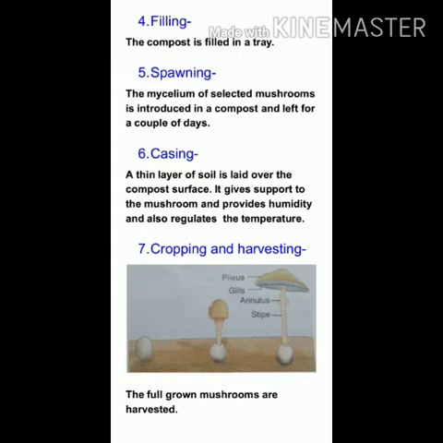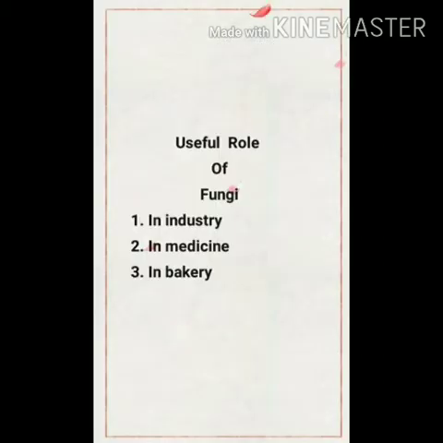The next step, our sixth, is cropping and harvesting. After 15 to 20 days of casing, the first crop of pinheads is visible. Five to six days after the pinhead stage, the small white button stage comes. At that time the full-grown mushrooms are harvested and preserved.